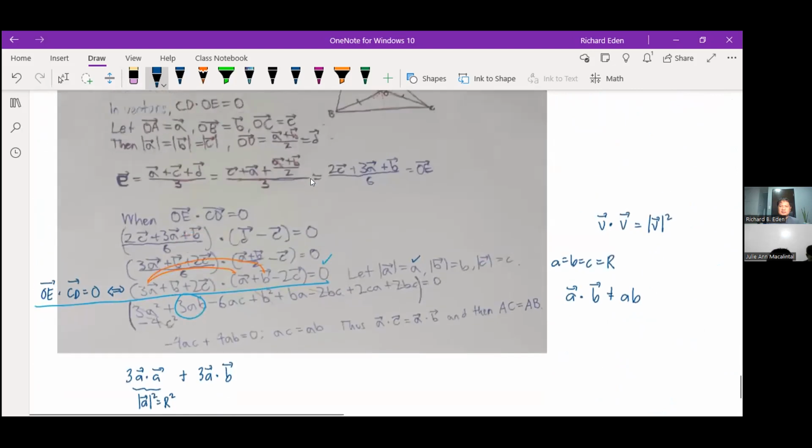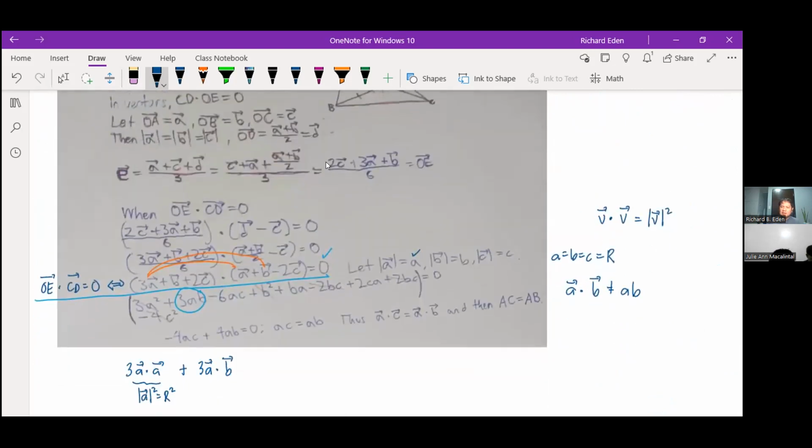Going back here, okay, A dot B is not the product of the lengths AB, but rather A dot B is equal to the length of A multiplied by the length of B multiplied by the cosine of theta, where just to be clear, theta is the angle between the two vectors A and B.